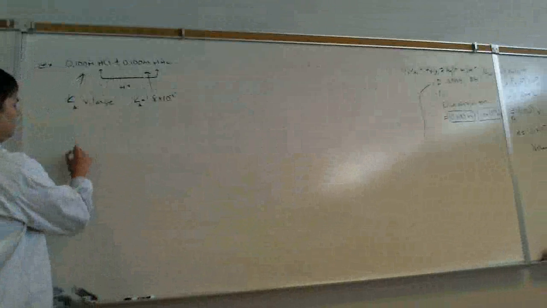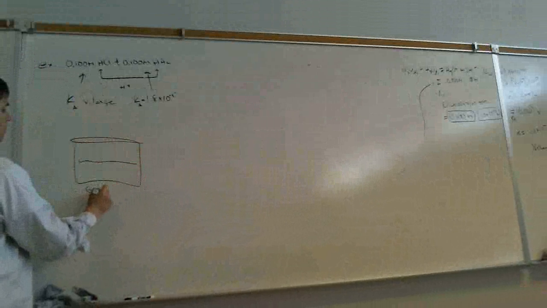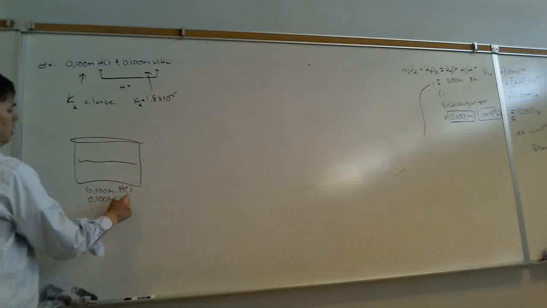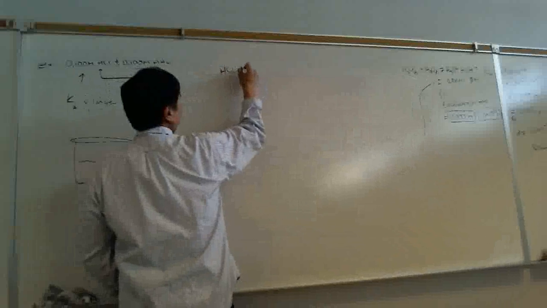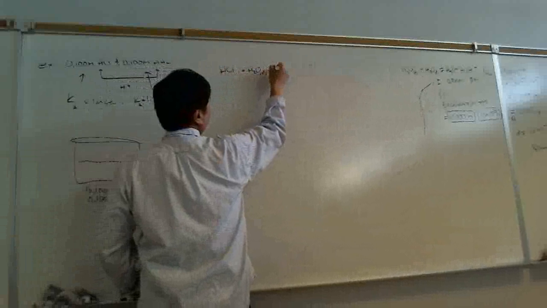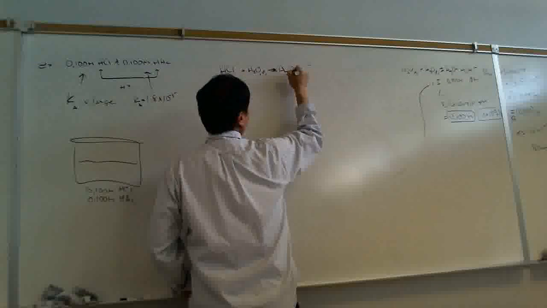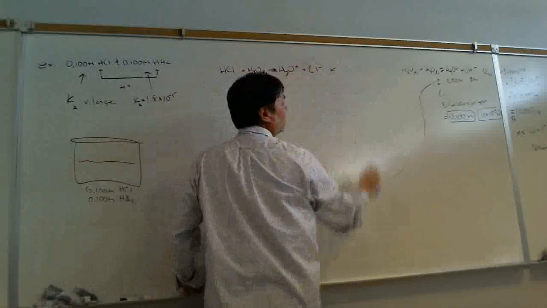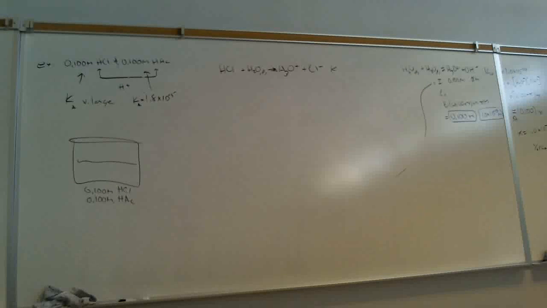Well, again, we'll just start with the largest K value here. The largest K value is going to be for HCl. So we'll have HCl plus H2O liquid. This is going to produce hydronium and chloride. You should have the K value for this memorized. The K value is very large.